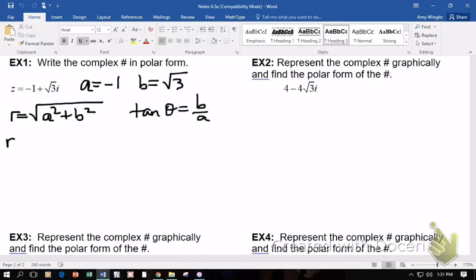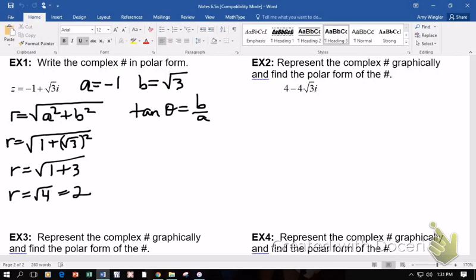So if we plug in our a and b, we get r equals the square root of negative 1 squared is 1, and radical 3 squared is 3. So 1 plus 3 equals 4. The square root of 4 is 2. The tangent of theta is going to be equal to radical 3 over negative 1.